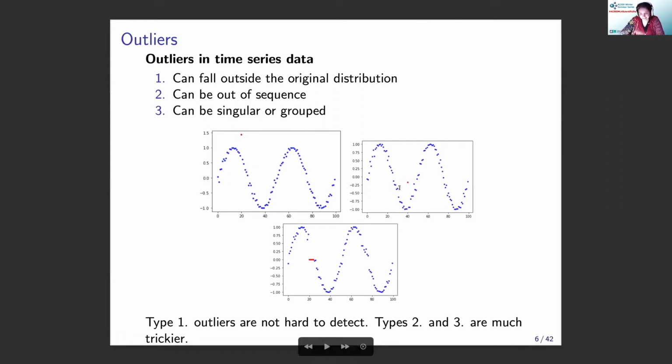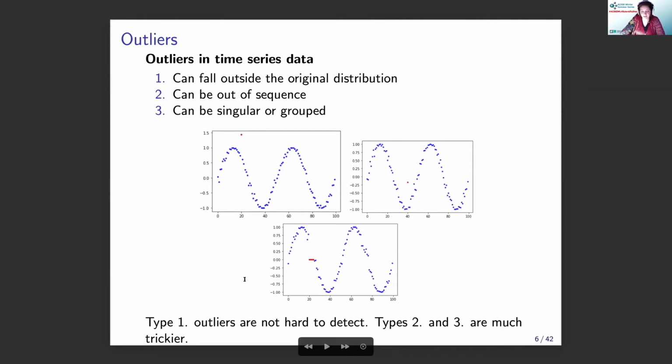In the second case, you can see that that outlier, although obvious to the human eye, is still part of the same distribution of the data. It's just not at an expected position for that time in the series. So it's out of sequence. Contextual is another word for those outliers. These contextual outliers can be on their own, or they can be grouped.